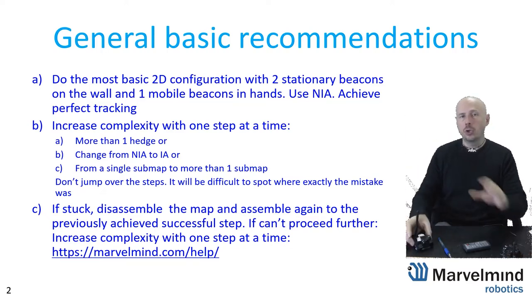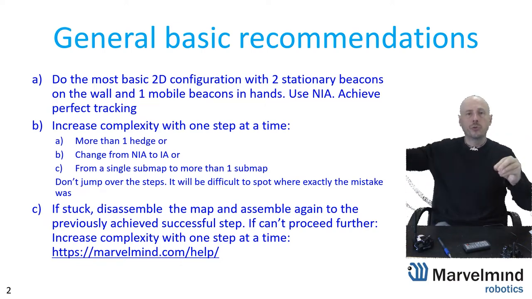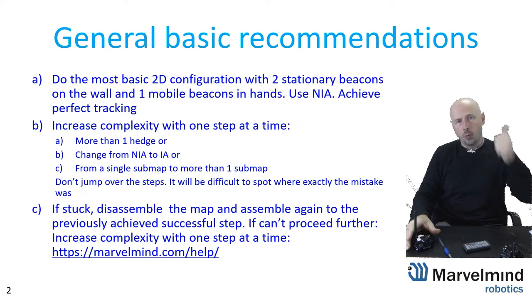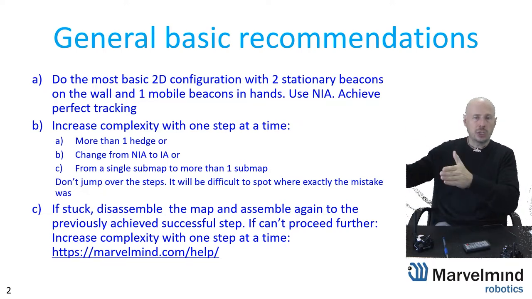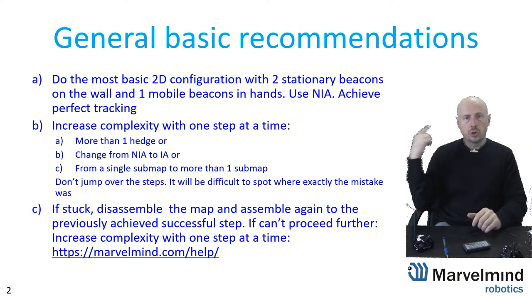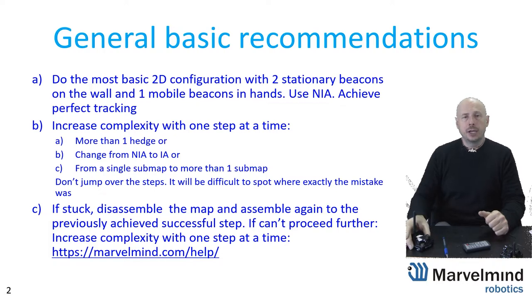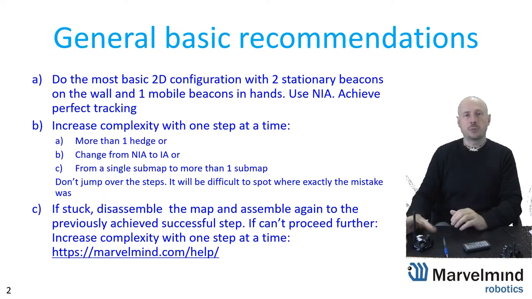Still all the same: non-inverse architecture. You build one submap, and then you build the second submap, but everything else is the same. One single beacon, and still non-inverse architecture. You introduce the second submap and build it like the first one, separately from your first submap. Make sure that in the second submap, the tracking is perfect.